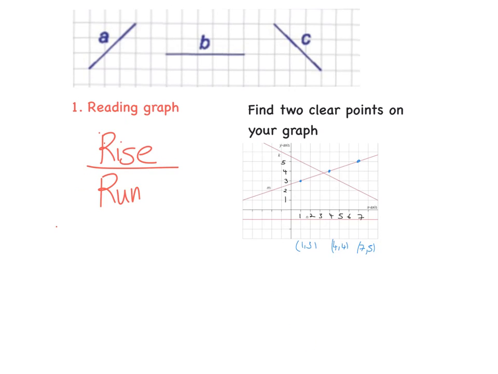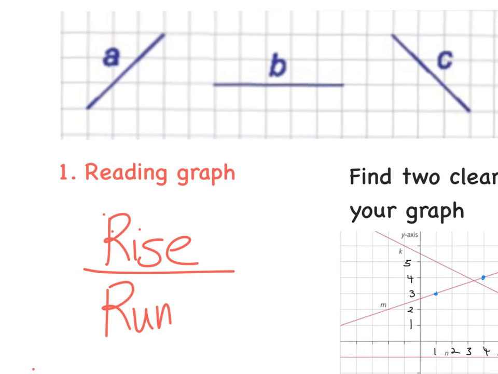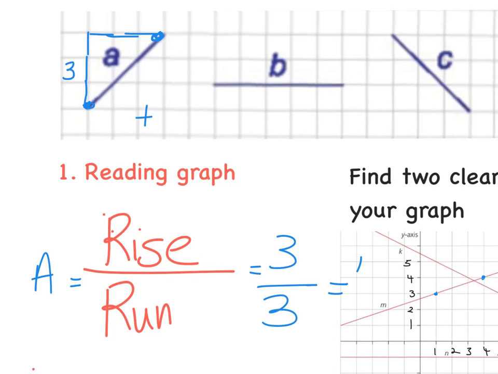So I'm going to do it on this graph here and zoom in. So my two clear points on the line A, I'm going to use my two end points. And we can clearly see that this is going to be a positive graph. So how much do I rise by and how much do I run by in order to get those two dots to meet? So I rise by 1, 2, 3, and I run by 1, 2, 3. So the slope of A, which is equal to rise over run, which is I rise by 3 and I run by 3, the slope of that is equal to 1.